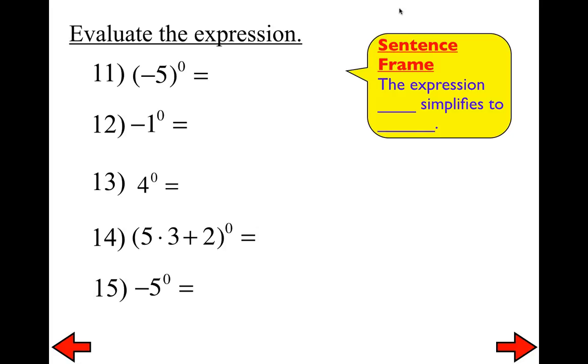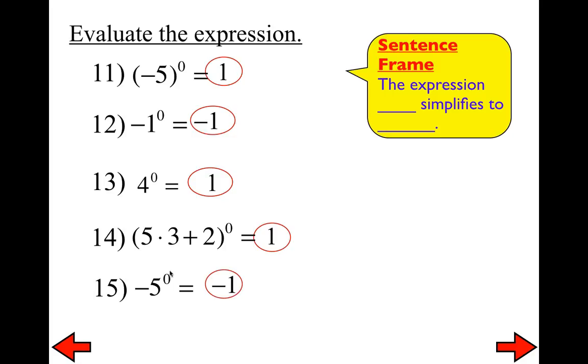Okay, so let's quickly go over the answers. Number 11, negative 5 to the 0 power is 1, because again, anything raised to the 0 power is 1. Here, the opposite of 1 to the 0 power would be a negative 1, because 1 to the 0 power is 1, but then you have to take the opposite of it, which would give you negative 1. Number 13, 4 to the 0 power is 1. Number 14, again, you can totally simplify what's in the parentheses, or just remember anything raised to the 0 power is just simply 1. And for number 15, the opposite of 5 to the 0 power, well, what's 5 to the 0 power? 1. Then you have to take the opposite of that, so that would give you negative 1.